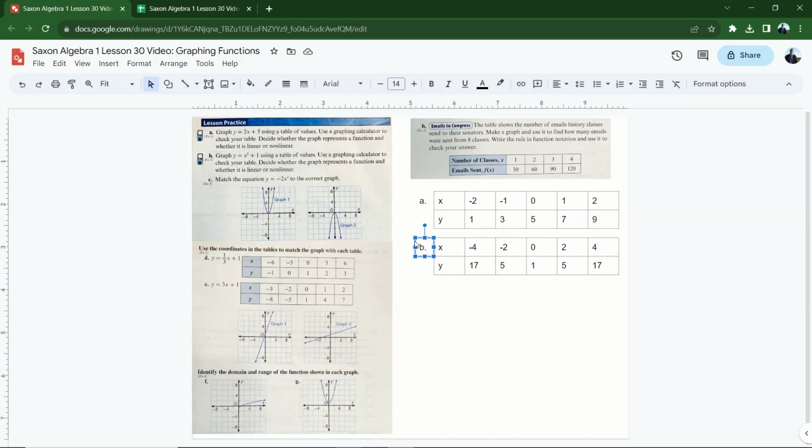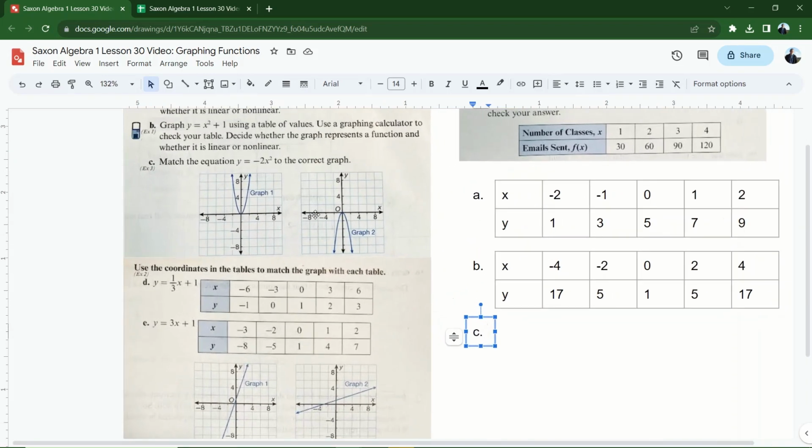Letter C asks us to match an equation to one of two graphs. And what I'm going to do is I'm just going to imagine a table of values. If I wanted to, I could make a table of values for this one, but I don't really have to. So I'm going to imagine I'm plugging in 0 to get a y value. If I plug in 0, I get 0 out for y. Both of these graphs pass through 0, 0. So that did not help me at all.